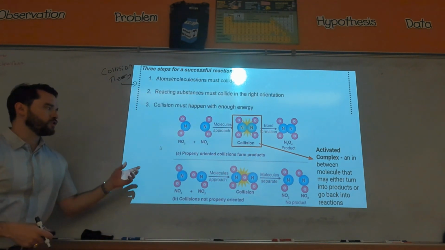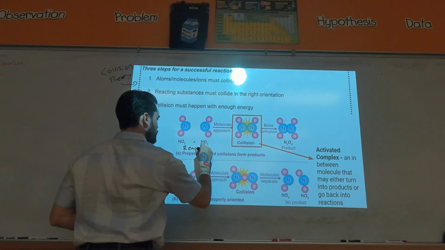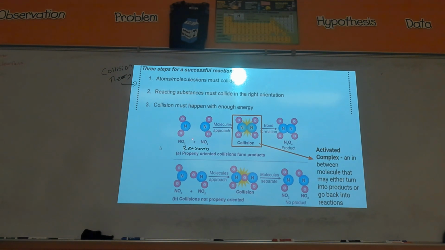So here would be the story. Here would be my 2 reactants. We have 2 nitrogen dioxide molecules, and my goal is to make the product dinitrogen tetraoxide. Now, in order to make that product, I need to collide. So step 1, first you must collide the molecules together.